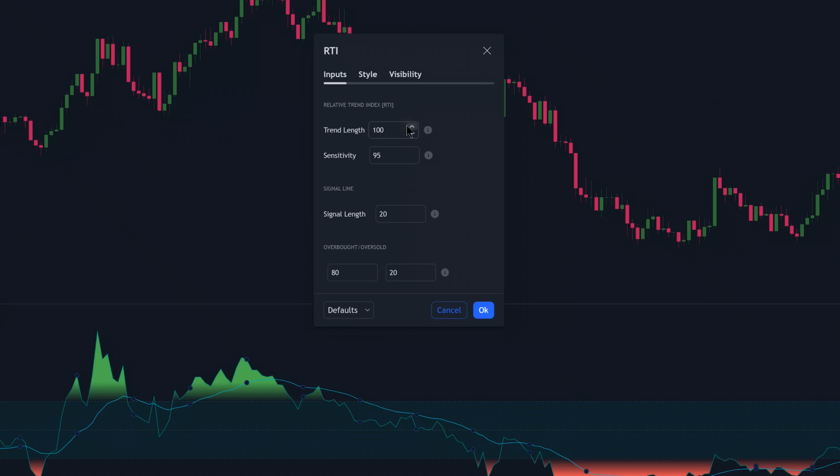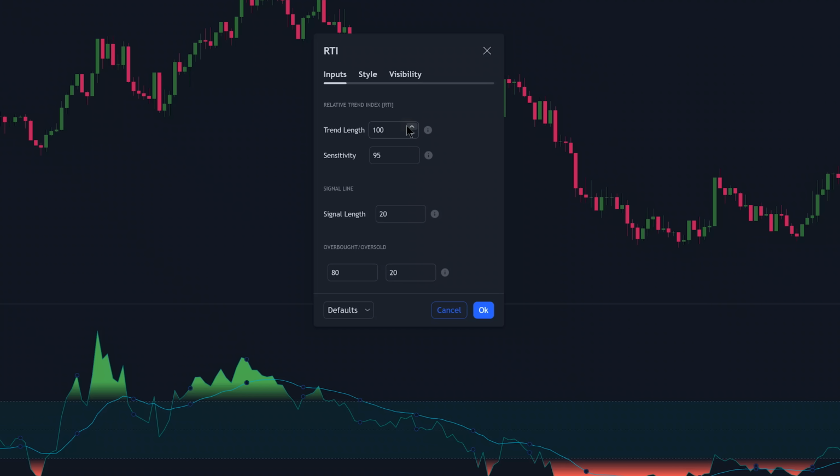But what if I told you that there is a newer indicator in town that is far better compared to the traditional RSI? Well, this indicator is called the Relative Trend Index. In this video, we're going to explore what makes this indicator better than the traditional RSI and how to use it to spot super profitable trades in the market. Let's get into it.